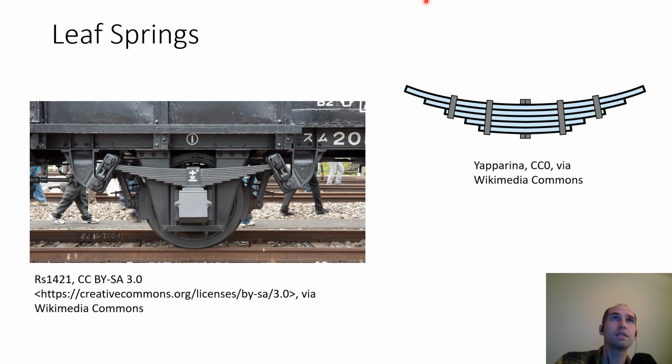Because of their simplicity and robustness, they're still used today in a lot of heavy vehicles like trains and trucks. What we're going to talk about today is why leaf springs have this design where they have multiple leaves that are each a little shorter than the last one.